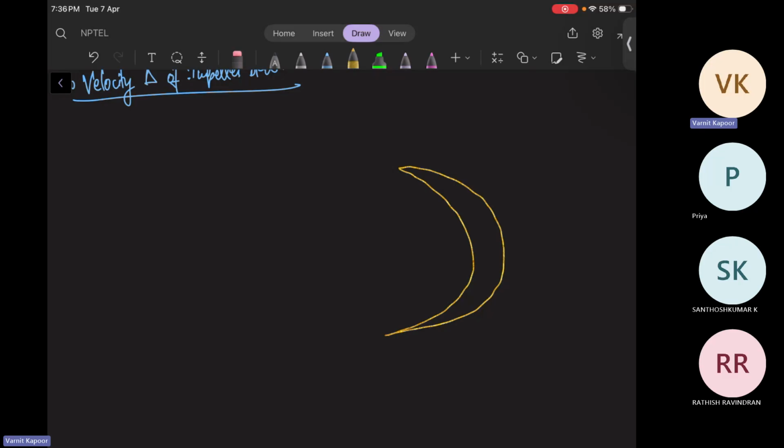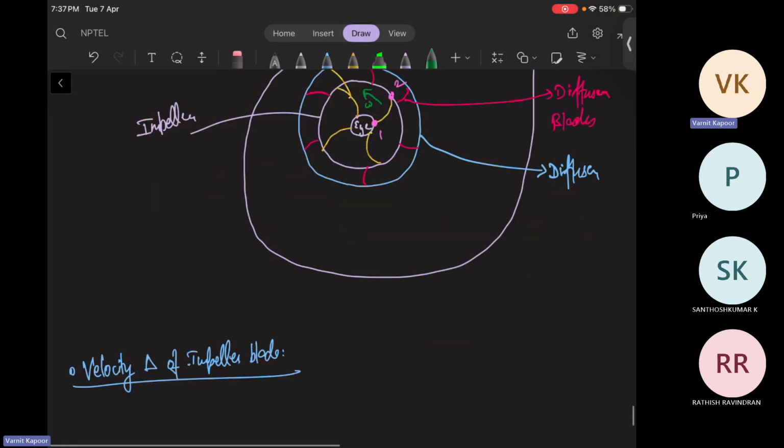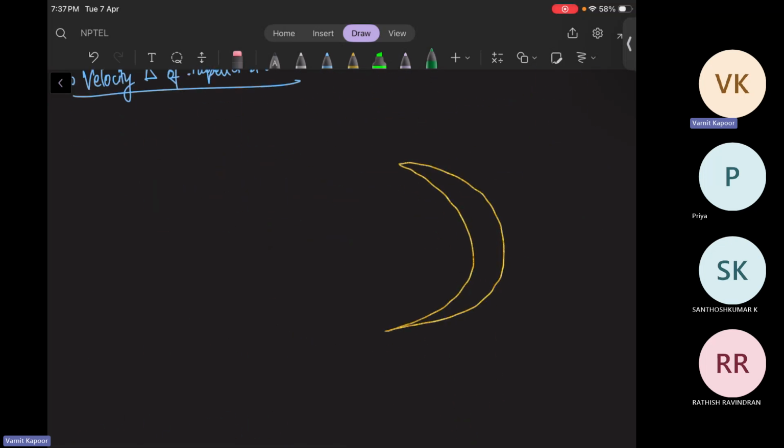Your impeller blades are moving at an angular velocity omega. So here it was moving at an angular velocity. Let me use another color. Omega. Okay, your impeller is rotating at angular velocity omega.